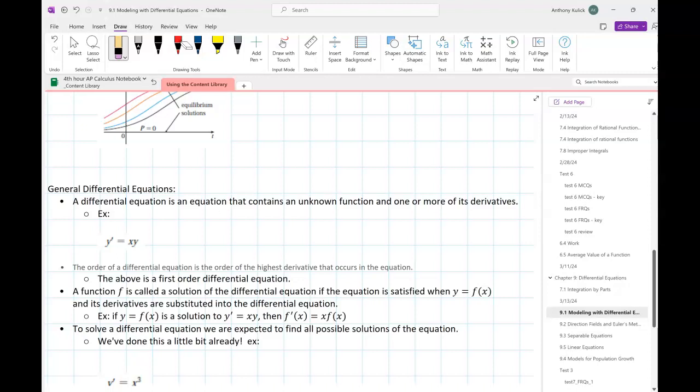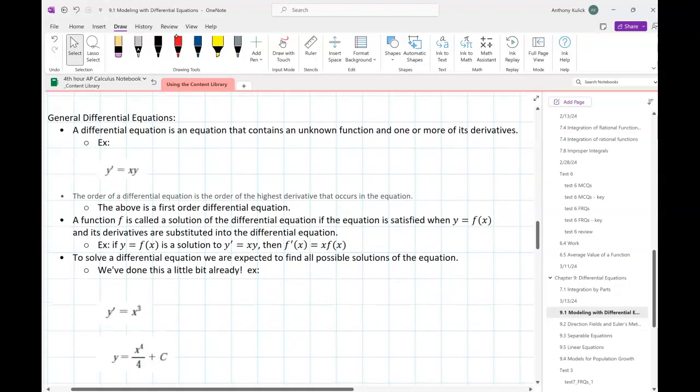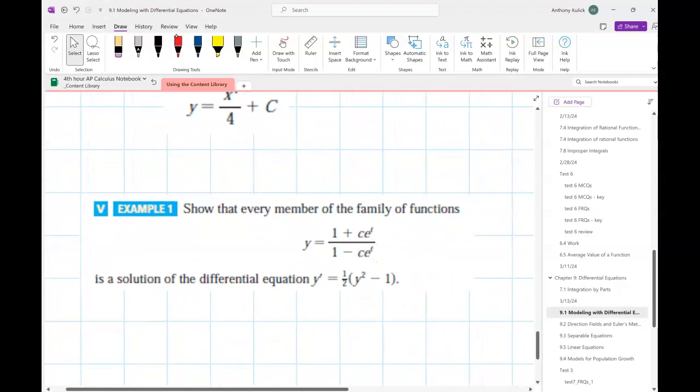To solve a differential equation, we're expected to find all the possible solutions. We've been doing this already though, right? Whenever we do an indefinite integral, what do we put at the end? Plus c, because how many functions could that possibly represent? Infinitely many, right? So if y prime is equal to x cubed, then y is equal to x to the 4th over 4 plus c. Same thing we've been doing, just make sure we're putting plus c's at the end. Not a big deal. So let's look at a specific example here.